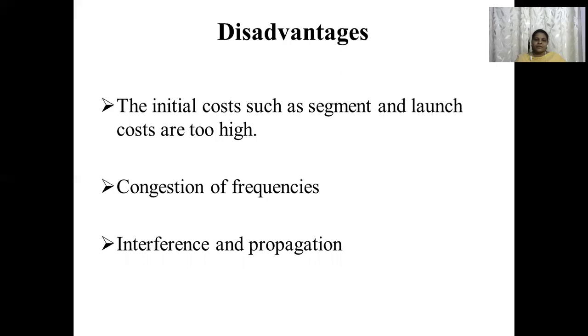Along with advantages, satellite communications has some disadvantages also. The first disadvantage is that the initial costs, such as the segment cost and the launch costs, are very high. The second disadvantage is the congestion of frequencies. And the last disadvantage is the interference and propagation delay. So these are some of the disadvantages of satellite communications.